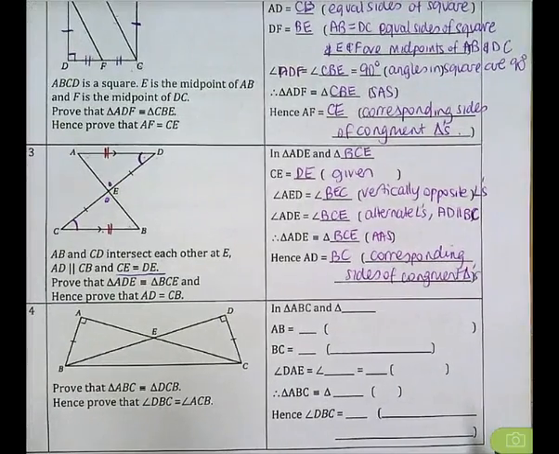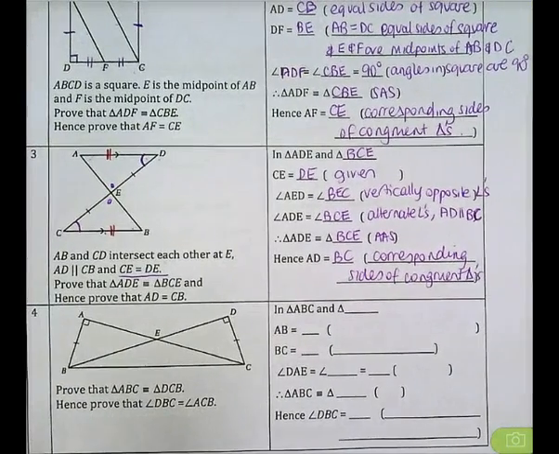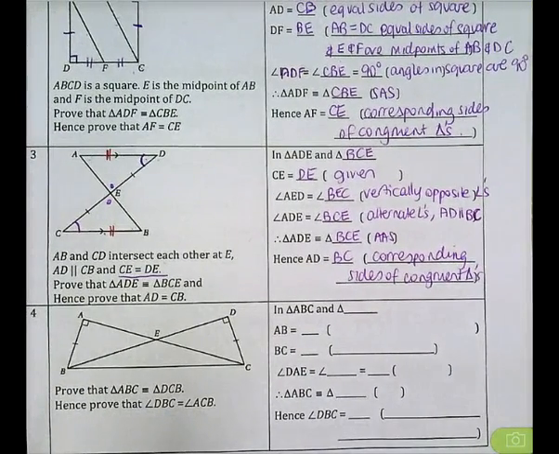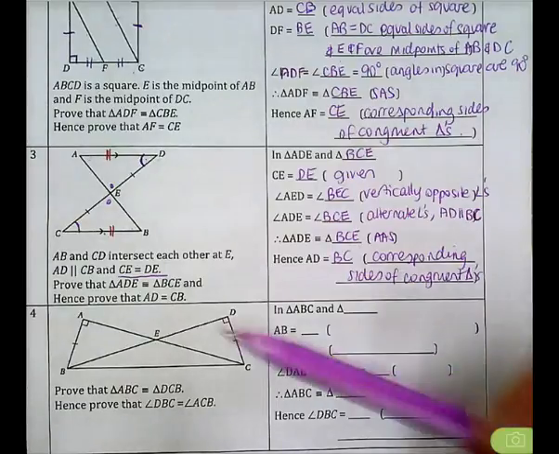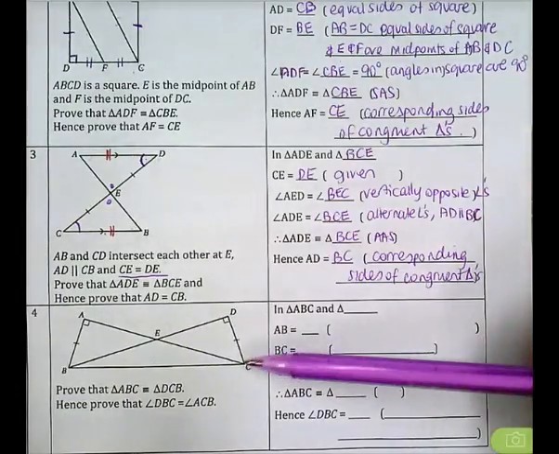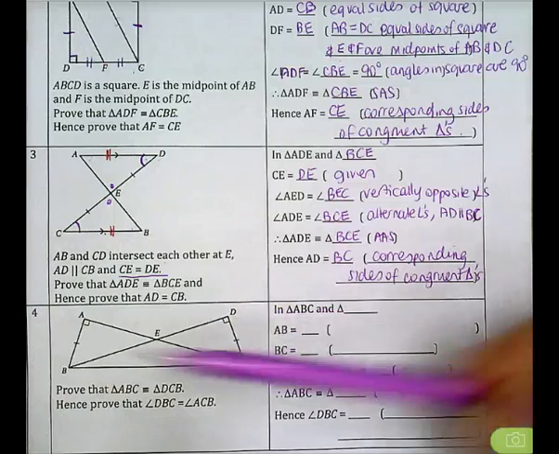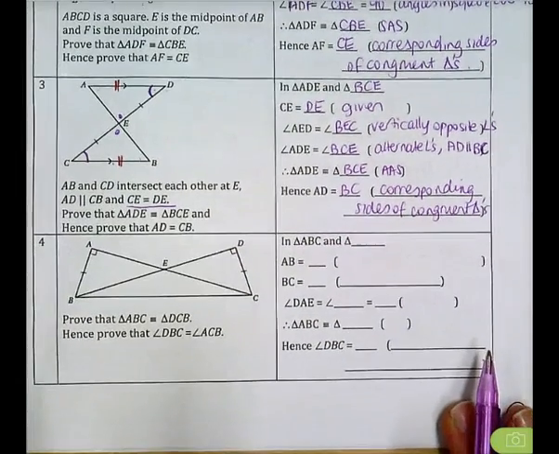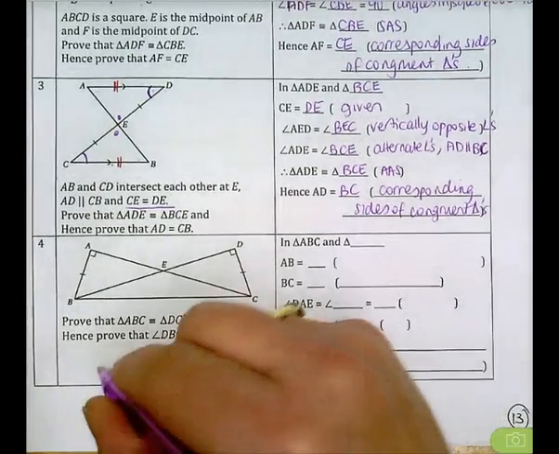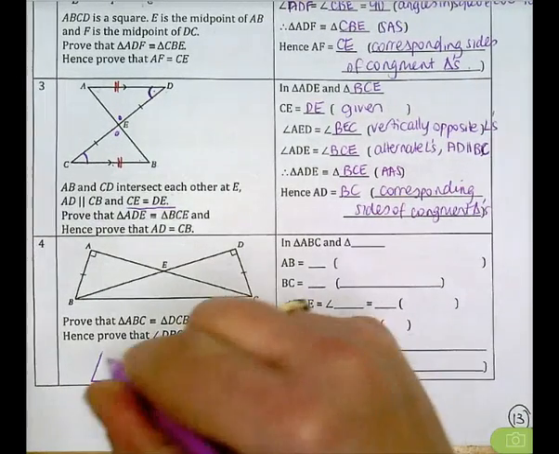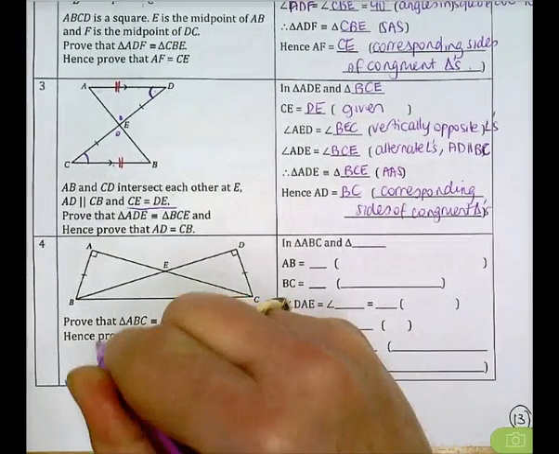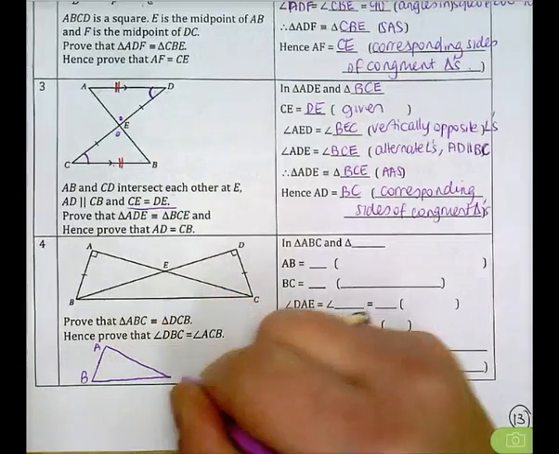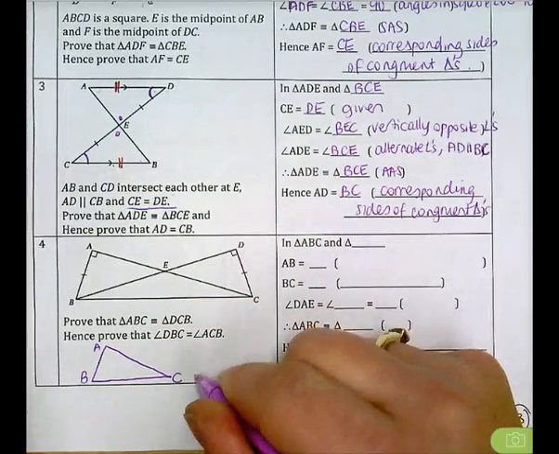Okay, now for question 4 of page 13, if you could please pause the video and attempt this question. Now, we are asked to prove that triangle ABC is congruent to triangle DCB. You'll notice that the two triangles are overlapping each other. So when that happens, it really is a much better idea to draw the two triangles separately, and I'm going to do that down here. That way there will be no confusion about which side lengths are which.